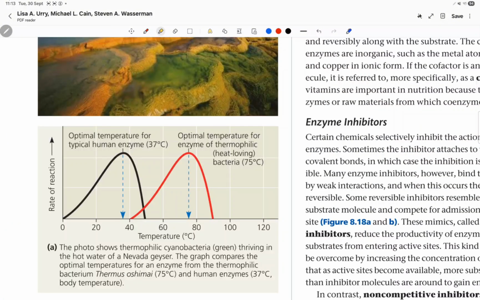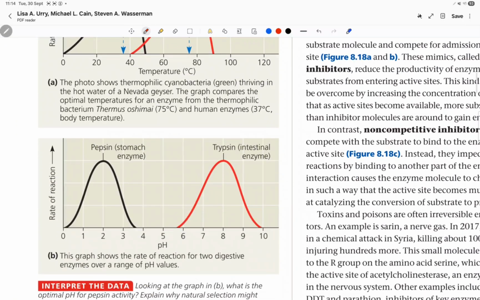Now, when it comes to a human, the best temperature for the enzyme to work is going to be 37 Celsius. But some organisms, like thermophilic, heat-loving bacteria, would love their enzymes to work at 75 Celsius. Hence, you're going to have a peak at 75 Celsius for this bacteria versus just 37 Celsius for a human. Different organisms could lead to different optimal temperatures. And the same goes for the pH. Trypsin enzyme, which specializes in the small intestine, works best at the pH of 8 versus pepsin, a stomach enzyme, works best at the pH of 2.